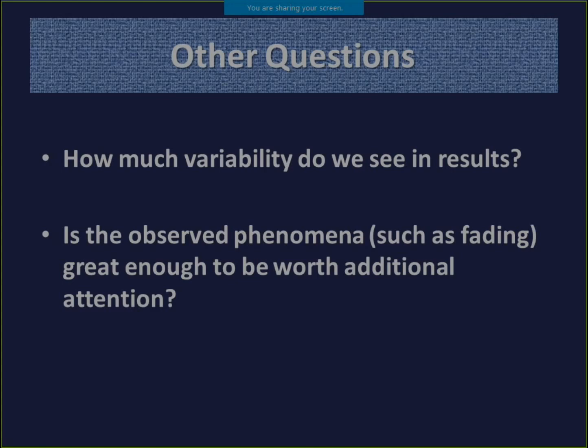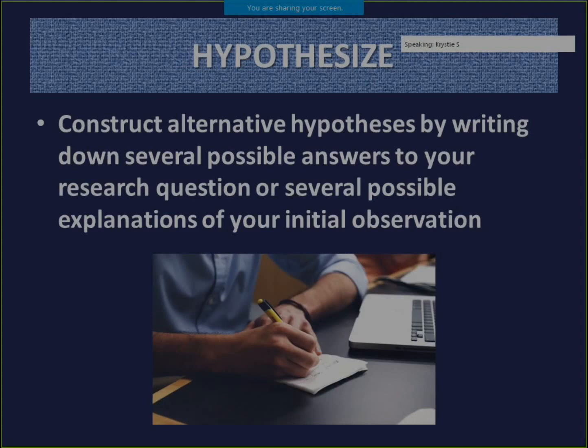There are other kinds of questions we might ask also. For example, how much variability do we see in results? And is the change, such as fading, that we're seeing significant enough to be worth worrying about? Once a research question or problem is developed, then the next steps in research continue with developing your hypotheses. So these are going to be the possible answers to your research question or possible explanations of your original observation.